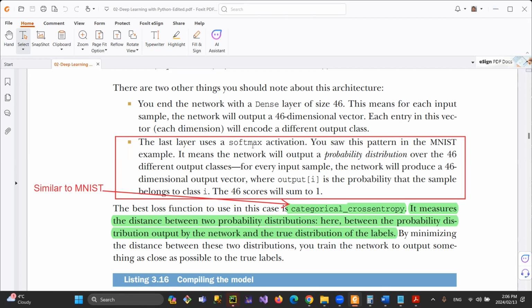Again, the last layer uses softmax activation. You saw this pattern in the MNIST example. It means the network will output a probability distribution over the 46 different output classes. For every input sample, the network will produce a 46-dimensional output vector, where output i is the probability that the sample belongs to class i. What is the sum of probabilities in each sample?